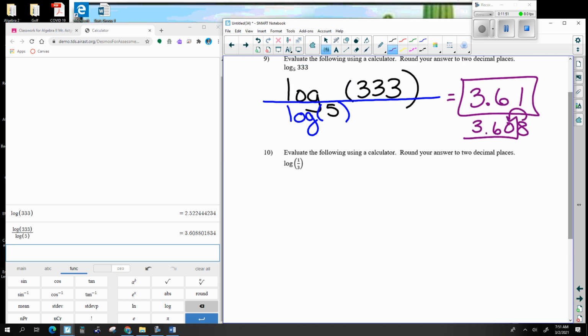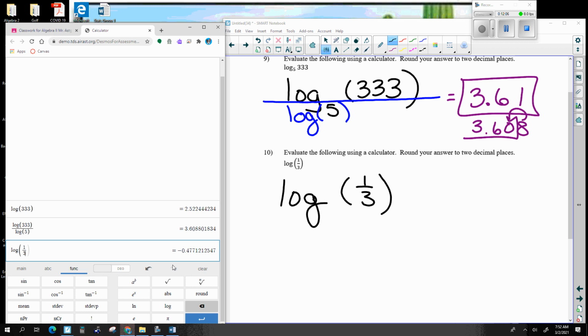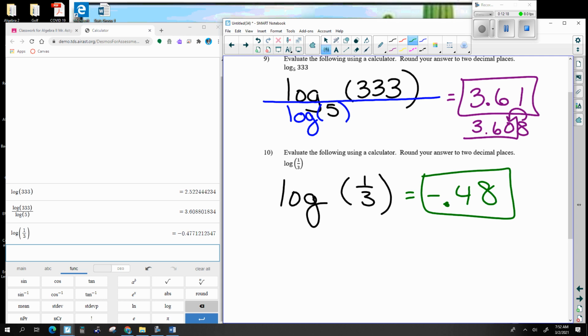Here we have log of 1/3, log of 1/3. Okay, so here we really don't have a base to worry about. We can just kind of type it in. So log of 1/3. That's negative 0.48.